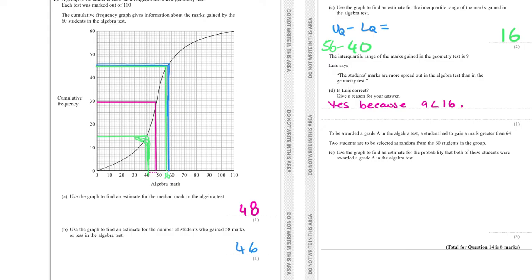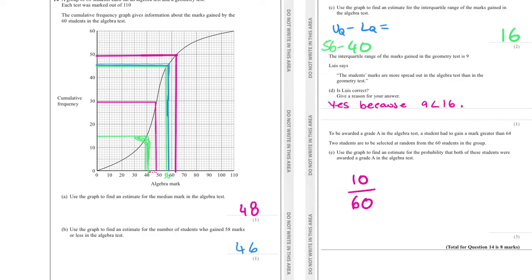So let's have a look, shall we? 64 is here. Okay, this is 50. Okay, that doesn't mean 50 students though, does it? What does it mean? 10 students, absolutely. 10 got more then. So 10 out of 60 got more than 64 marks.